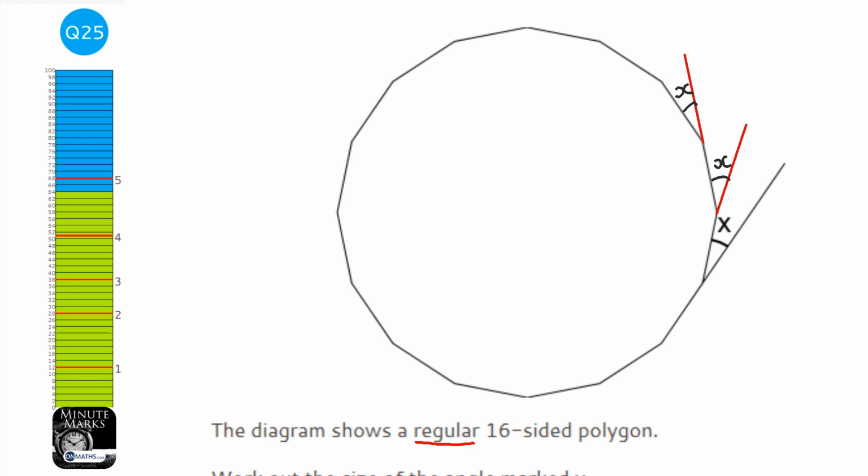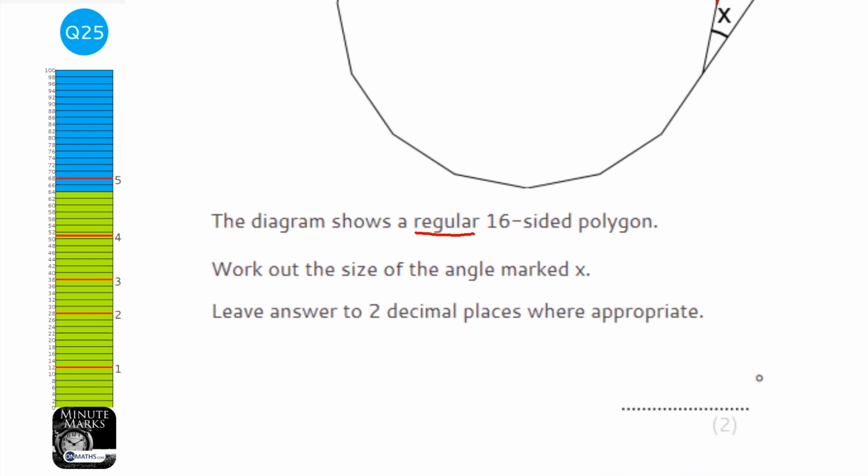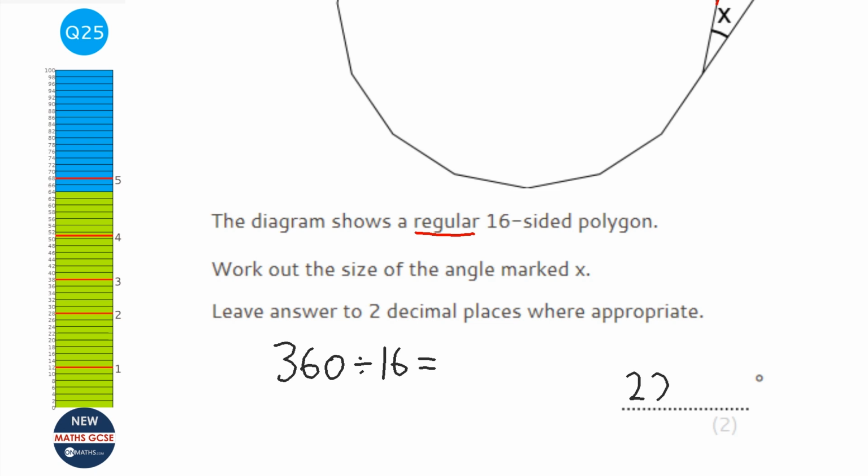Now the one thing we know about exterior angles is they always add up to 360. So to find out what that angle is, we just get 360 and we divide it by 16, because there's 16 identical exterior angles. So I get my calculator out. 360 divided by 16 equals 22.5. So we can check that. We can do 22.5 times 16, and it has to add up to 360, which it does.